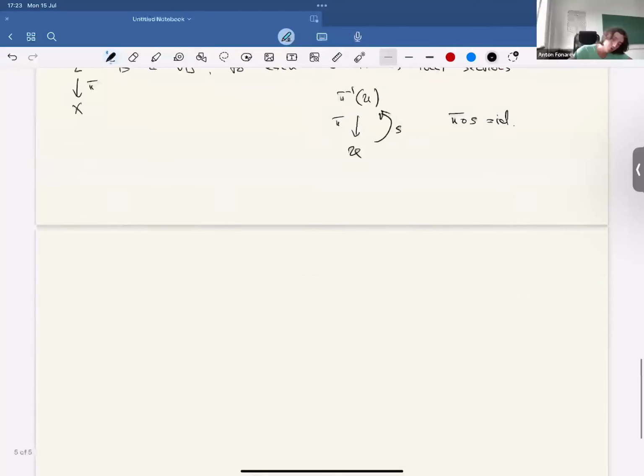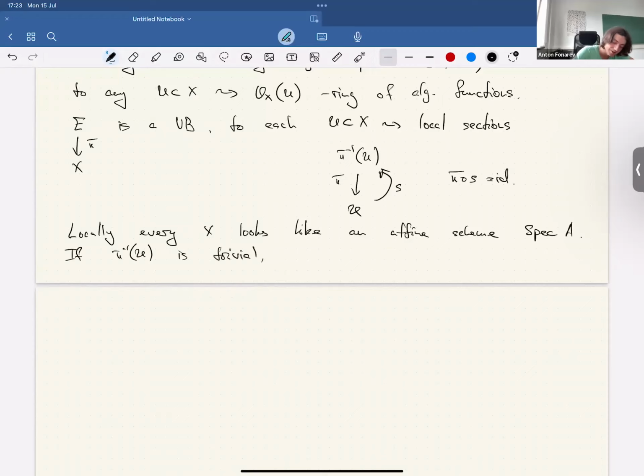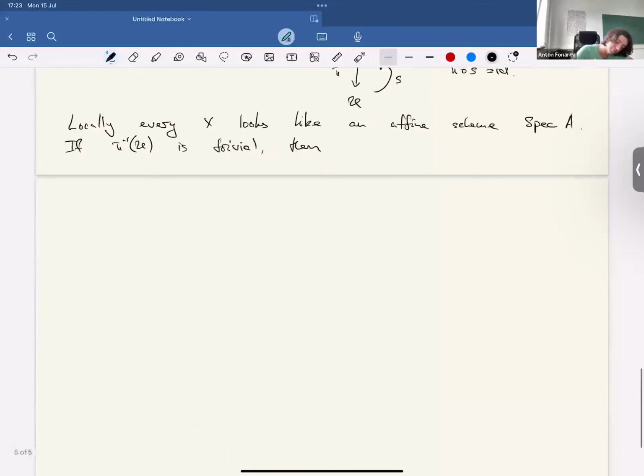So as you will see, now locally every x looks like an affine variety or scheme, which is given by the spectrum of some ring A. And if your bundle pi inverse of U is trivial, then you have the following picture. Here is U, which is Spec of A. Here is the inverse image of U with the projection. And we know that it's isomorphic to U times A to the n.